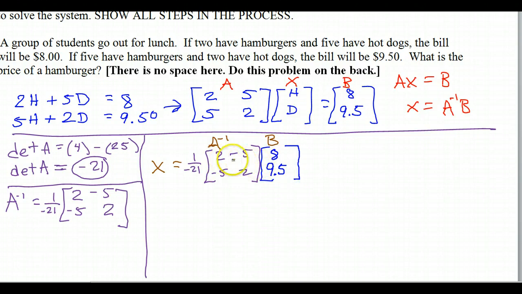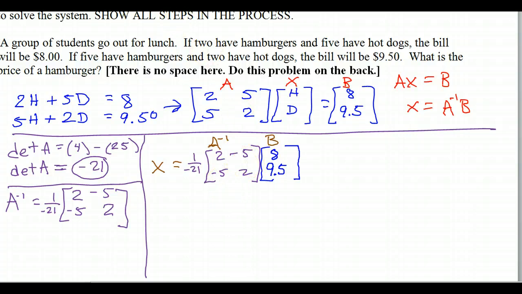Okay, so I have to multiply this out. To get X, which is this matrix, I have to do A inverse times B. Now, the easiest way to multiply A inverse times B is to first multiply the matrices and then, at the end, divide everything by negative 21. So that's what I'm going to do.